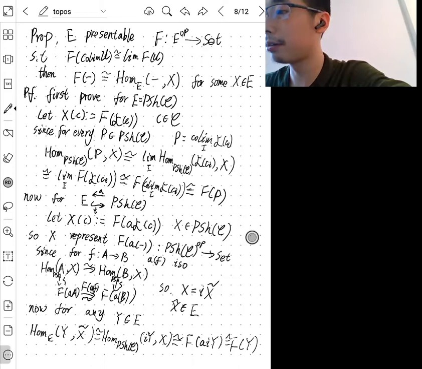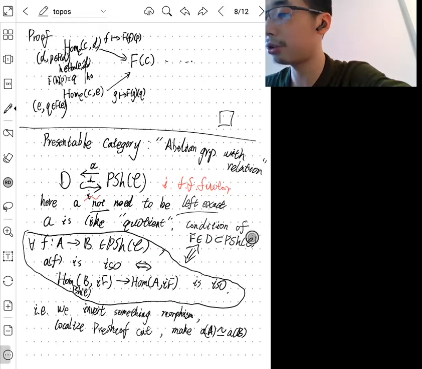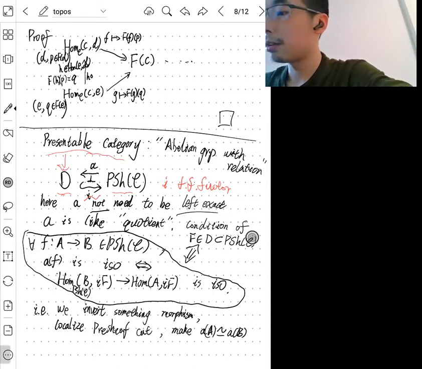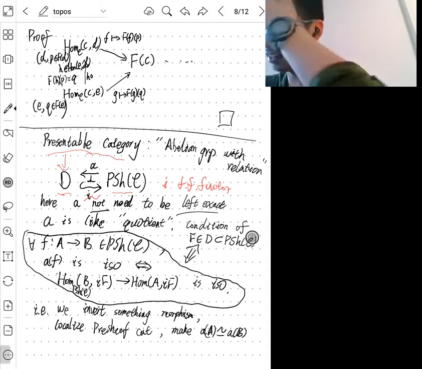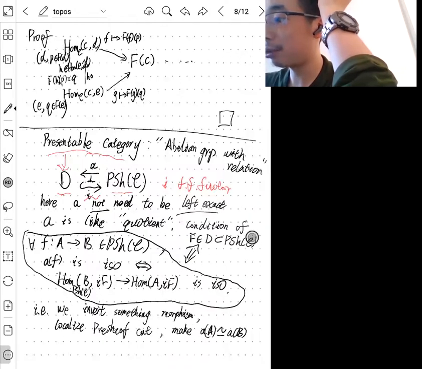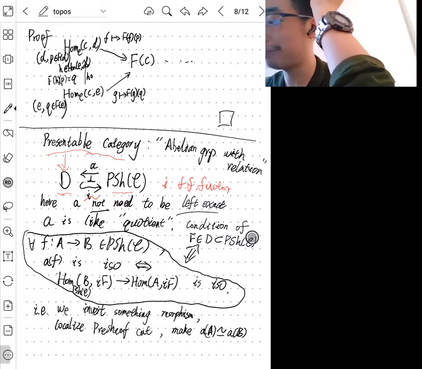So a category is, there is an adjoint functor, right? And this I is an adjoint functor to some presheaf category, right? This I is fully faithful, but the A does not need to be left exact. Then D is called a presentable category. I forgot to give the proper definition. A topos is just if we ask the A to be left exact.